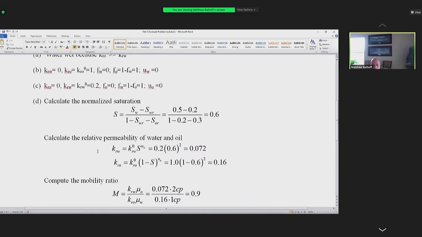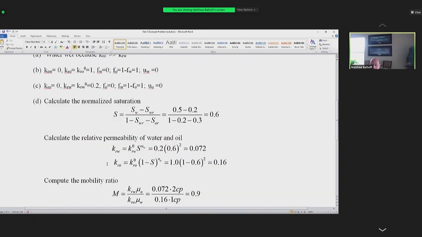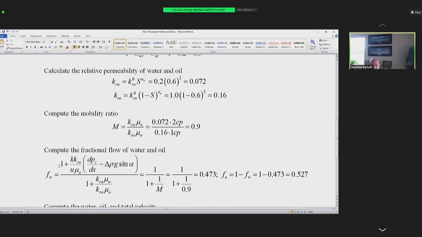So that's M, and then the next question was: what is the fractional flow of water and oil? I'll just show you that since we're running out of time here. The fractional flow equation is ugly, and we could use that one. But I told you capillary pressure is 0, so this goes away. And I told you the dip angle is 0, and the sine of 0 is 0, so this whole term goes away. Then you're left with 1 over 1 plus this term here, and this term here is just 1 over the mobility ratio.